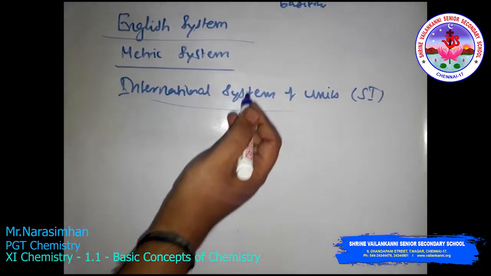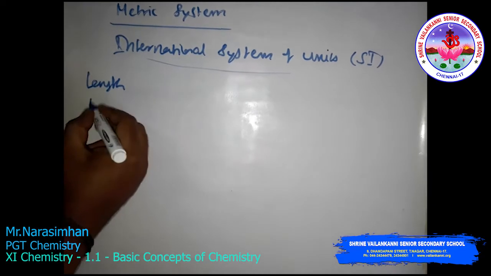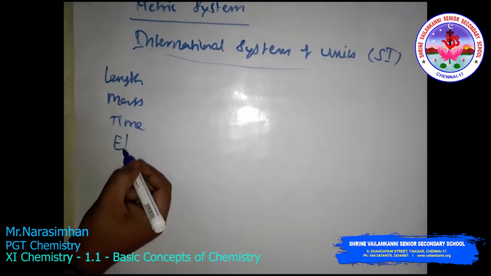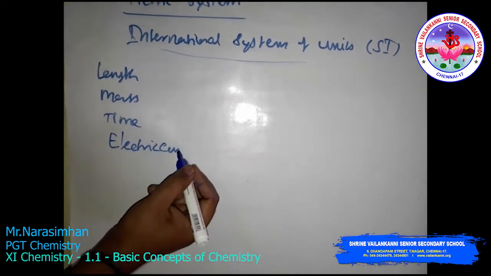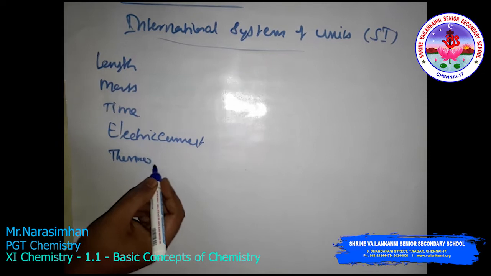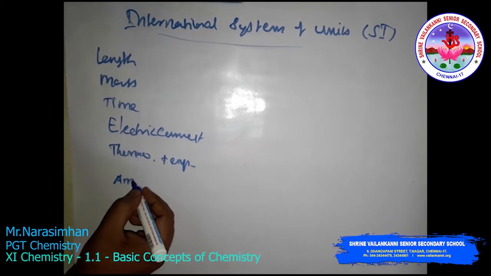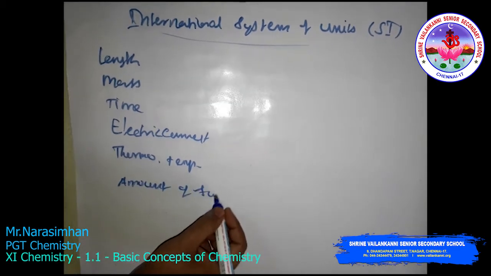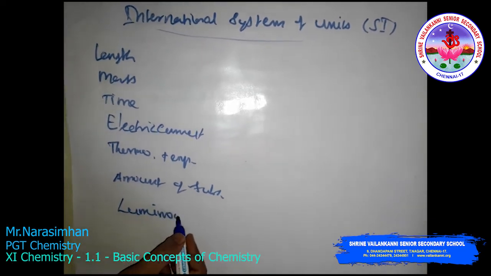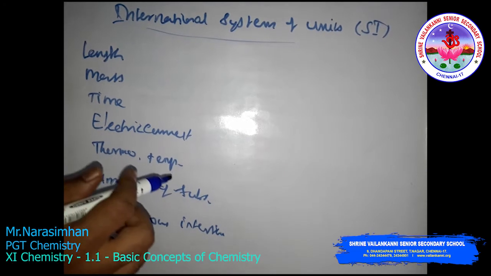Here I will tell you: length, mass, time, electric current, thermodynamic temperature, amount of substance, then luminous intensity. These are the 7 base units of the SI system.